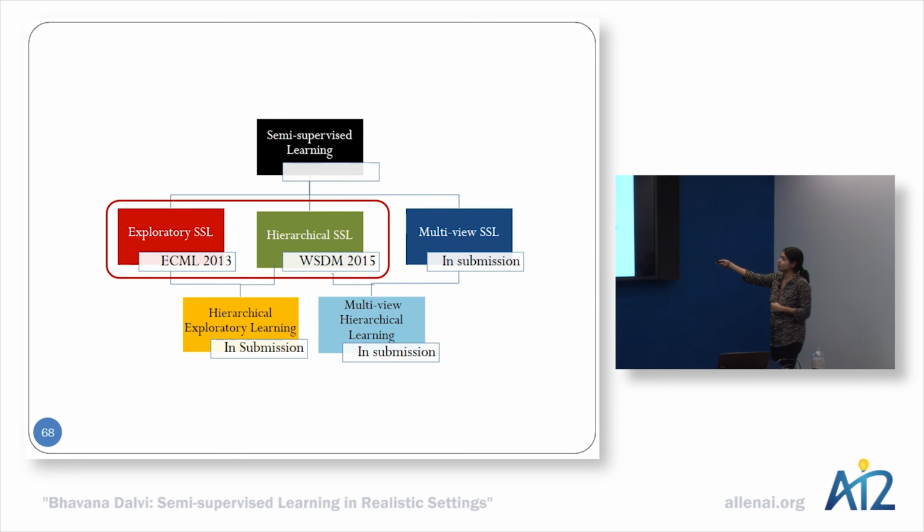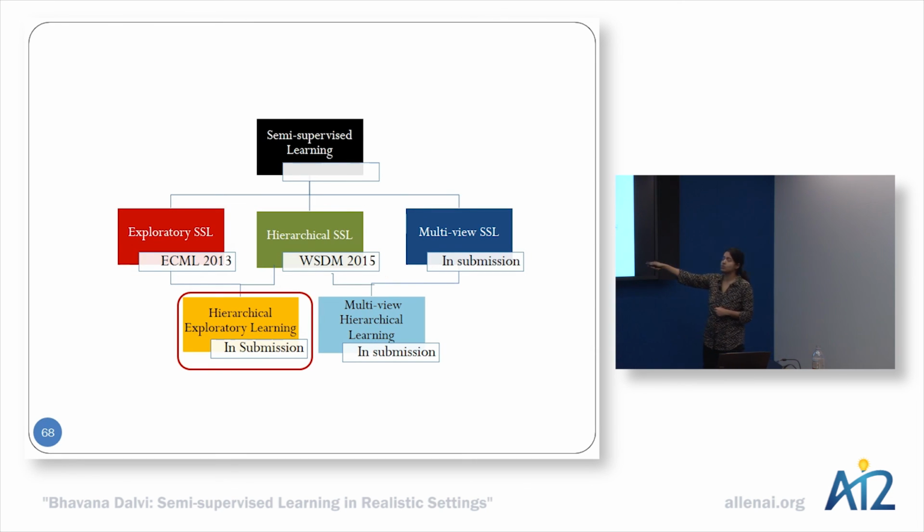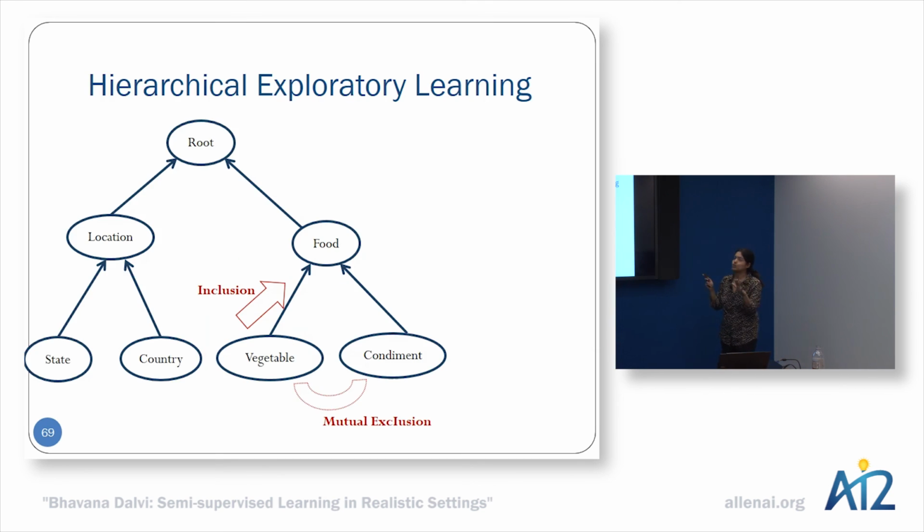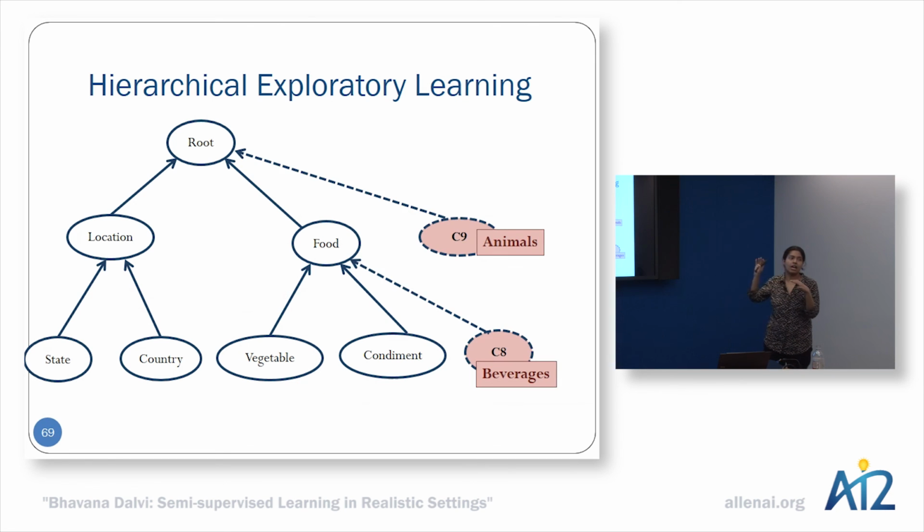I showed you these two pieces of work, but there is also another project that I am working on, which is hierarchical exploratory learning. I will just show you a glimpse of what it is trying to do. Here we have an ontology as input, but it is incomplete. So what our method is trying to do is dynamically add nodes to levels in this hierarchy, so that at a time you can learn the existing categories and discover these new ones in a hierarchical way.